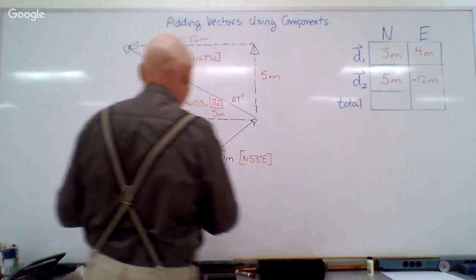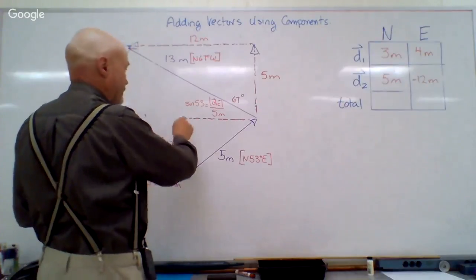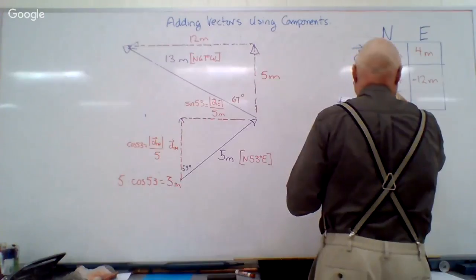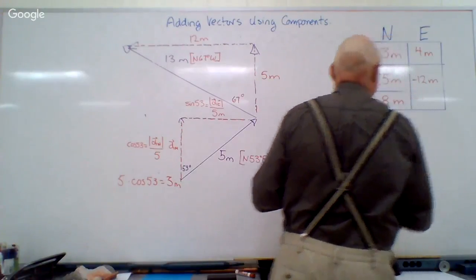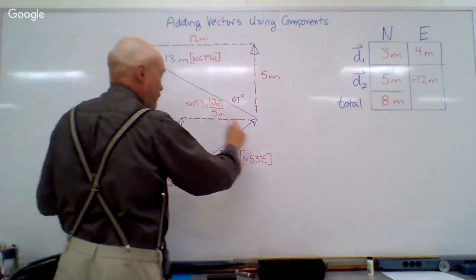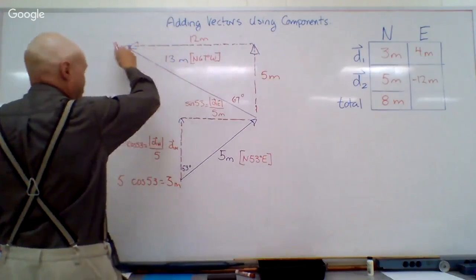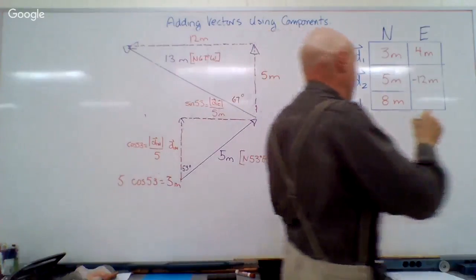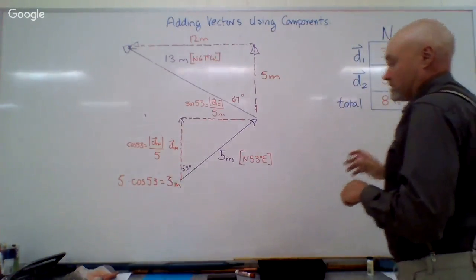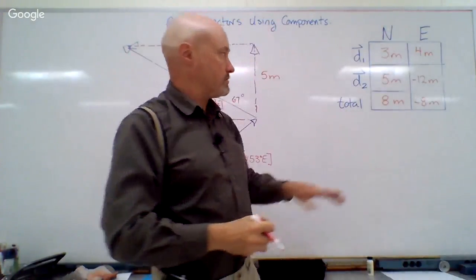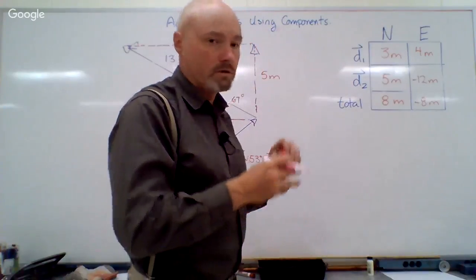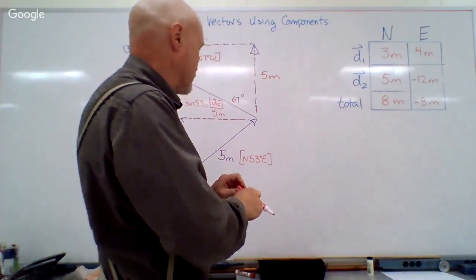So altogether to the north, we can see that we're going 3 meters, and then we're going another 5 meters to the north. So altogether, we go 8 meters to the north. And when we're looking at going to the east, we go 4 meters to the east, and then we go negative 12 meters to the east. And so this is the same as negative 8 meters to the east. So my total trip in terms of components is 8 meters north and negative 8 meters to the east, which is the same thing as 8 meters to the west.